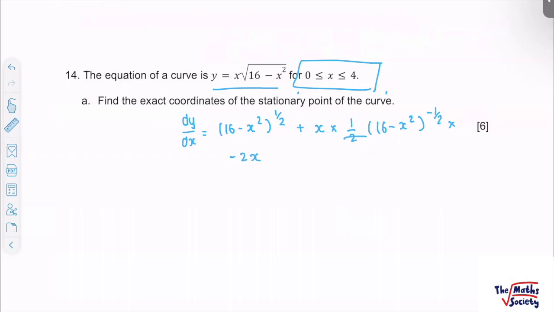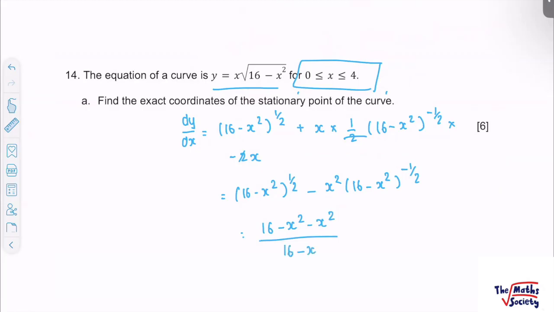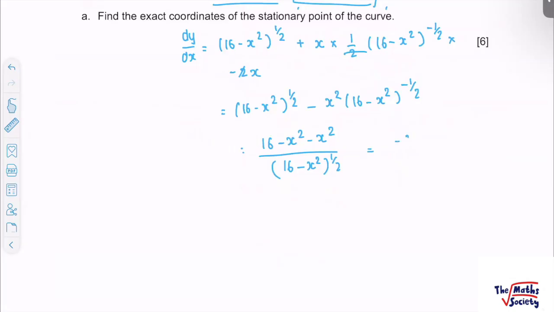So half and half are going to cancel out each other. So that's 16 minus x squared to the half, minus x squared, 16 minus x squared to the minus half. That's equal to 16 minus x squared over 16 minus x squared, the whole power half. So it's going to equal minus 2x squared plus 16 divided by root of 16 minus x squared.